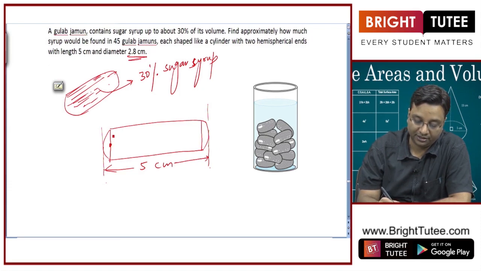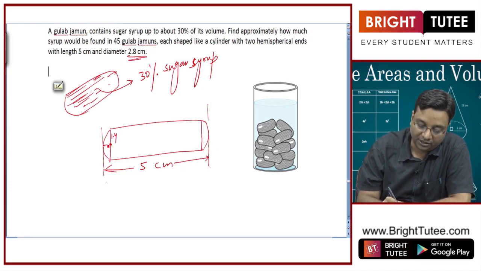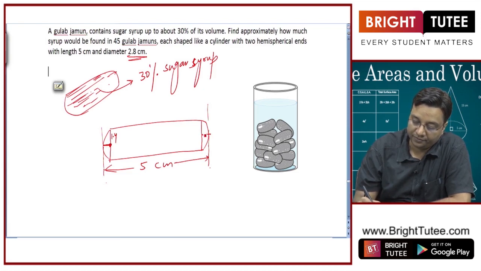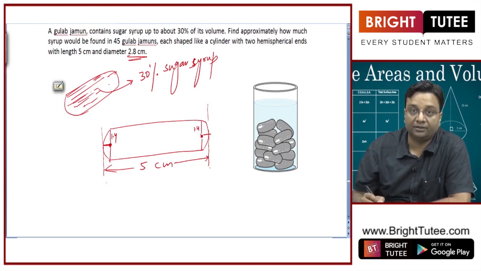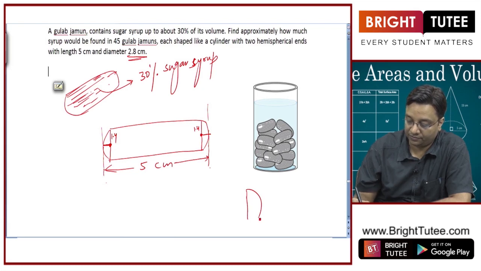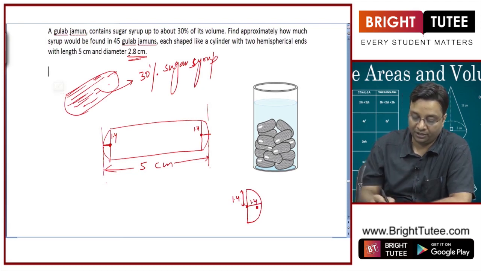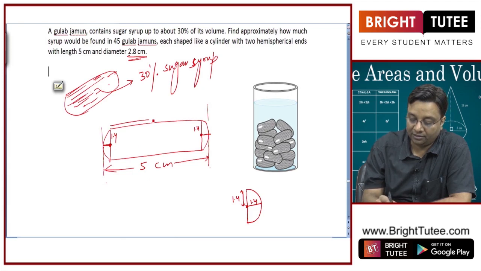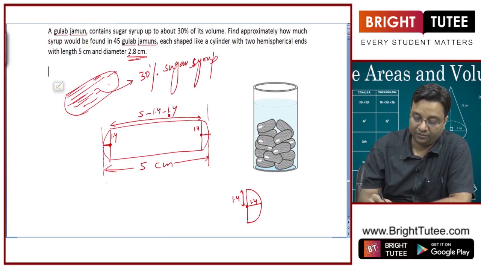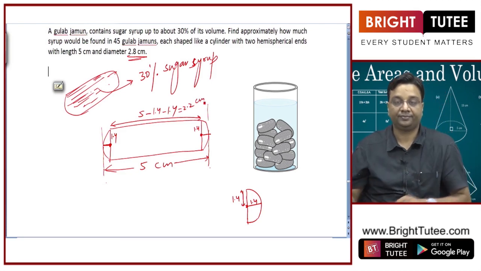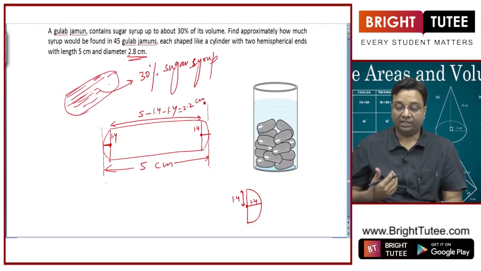So what will be the radius? It is 1.4 centimeter. So this is also 1.4. We are talking about this hemispherical portion. If this radius is 1.4, this is also 1.4. So what is the length of the cylindrical portion? It is 5 minus 1.4 minus 1.4, which is 5 minus 2.8, that is 2.2 centimeter. Now I have got the dimensions.